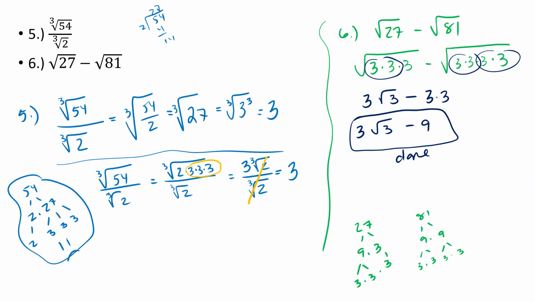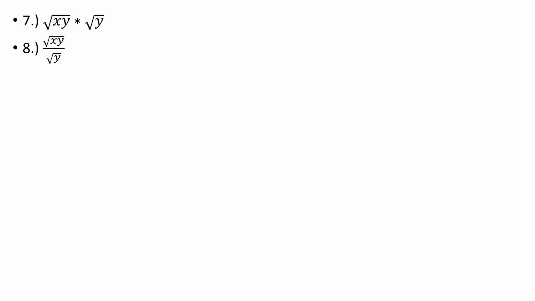Okay. And so that one turns out that we actually can't do that much with it. So we get the 3 root 3 minus 9. We don't have the matching radicals. So we're done. All right, let's look at some that have some variables in them.